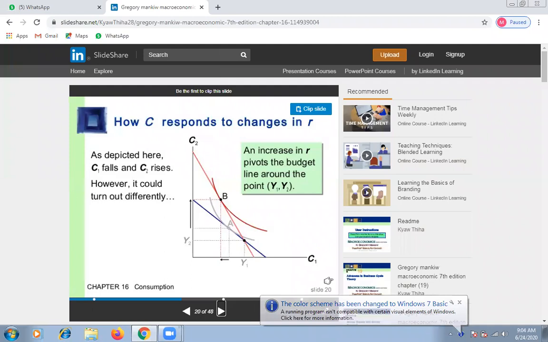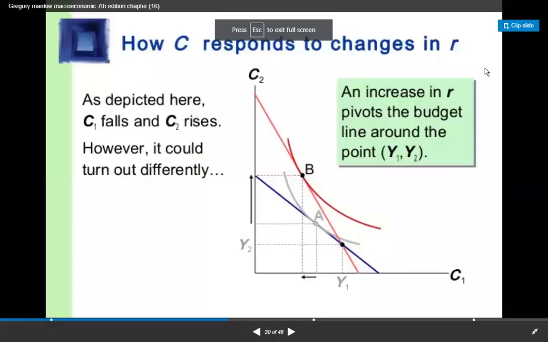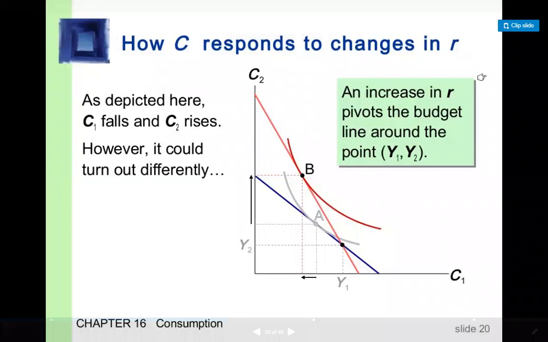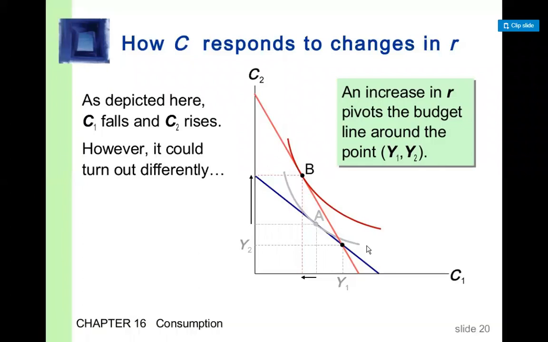Today's lesson is about the little bit remaining part of the Irving-Fisher consumption function. Here, in this part, we discuss how consumption responds to changes in interest rates. The picture is the same.